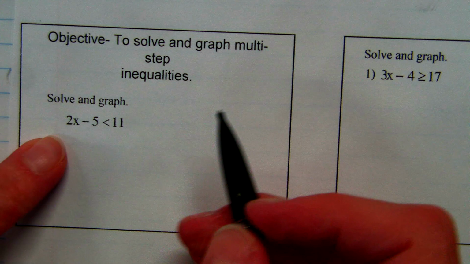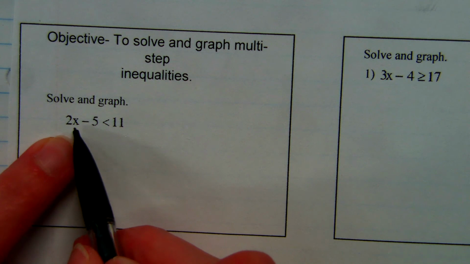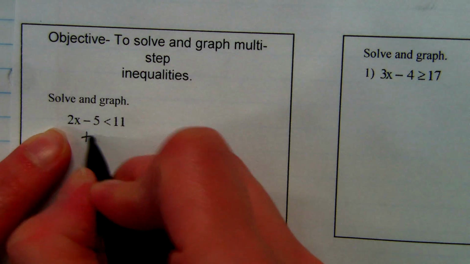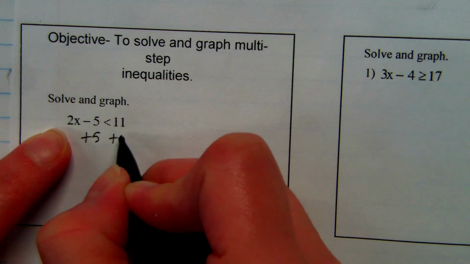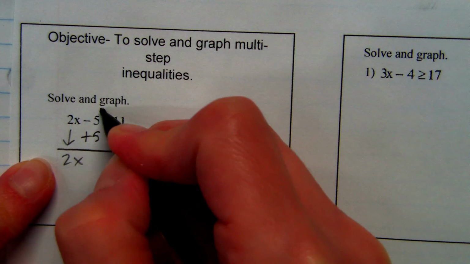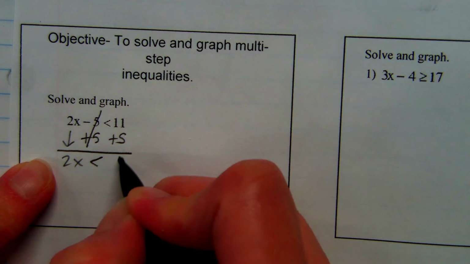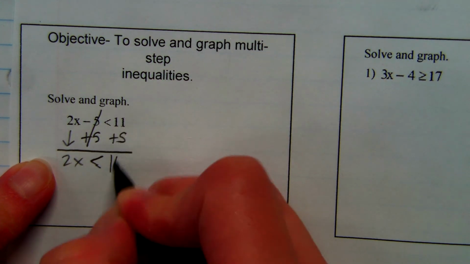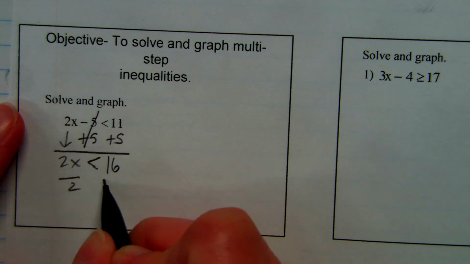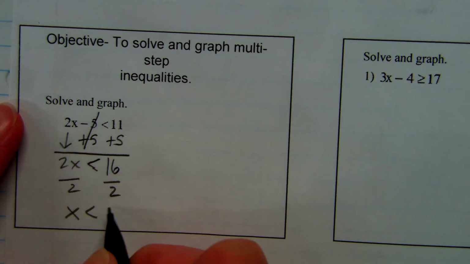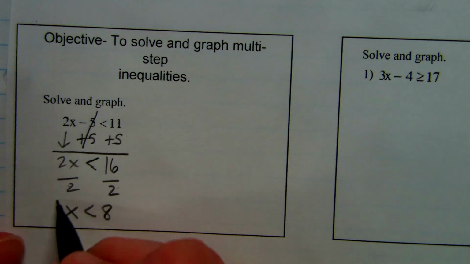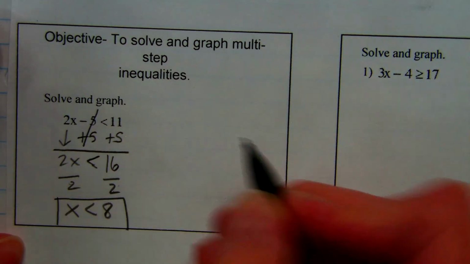So on this one, when I want to solve for x, the first thing I would do is add the 5 because we want to get the part with the x in it by itself. So then I bring down the 2x. This is now canceled out. I have less than 11 plus 5 is 16. And then we divide by 2 and get x is less than 8. I did not have to flip it because we divided by a +2, so no flipping necessary.